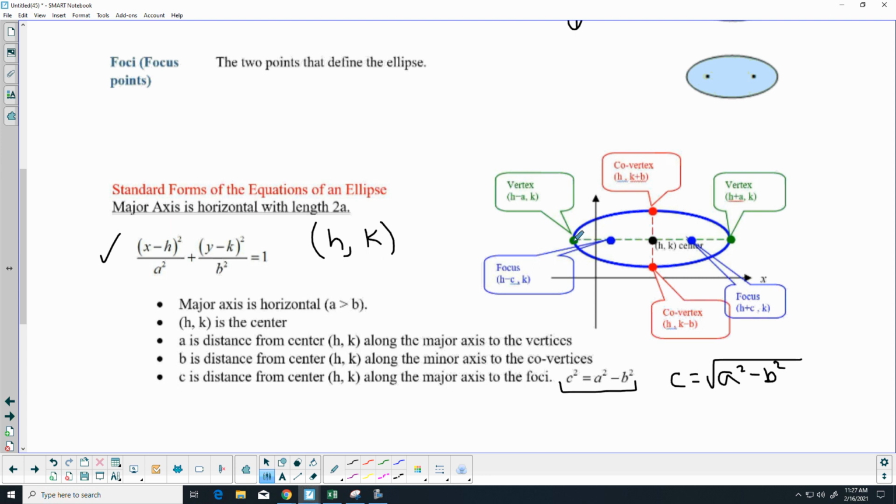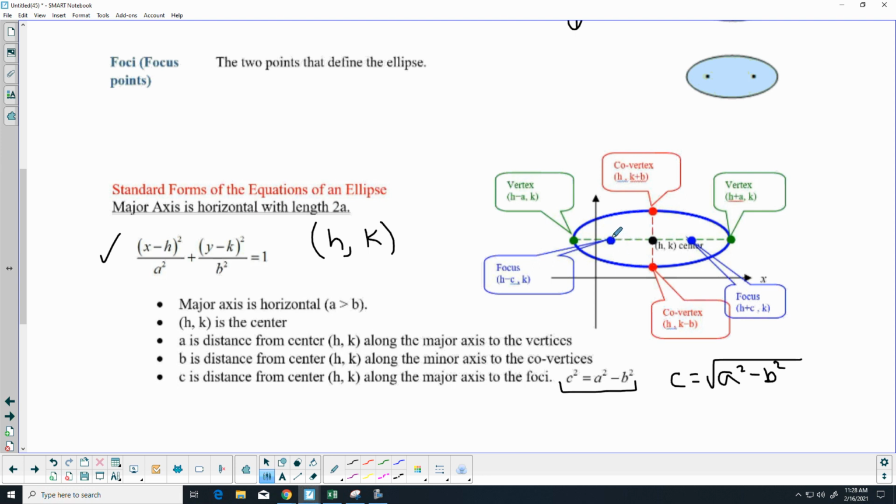So there's a lot of information there. So let's kind of reiterate. The center, H and K. Your foci are going to be on your major axis. The endpoints are your vertices. Along your minor axis are your covertices. A squared, it's underneath the x. That tells you, if you take the square root of A squared, how many right and how many left you're going to go. Underneath your y is your B squared. Take the square root of that. That tells you how many up and how many down you're going to go.